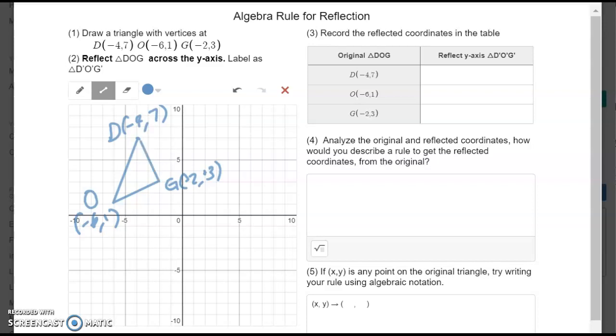Okay, alright, then from here I am supposed to reflect across the y-axis, so I'm going to get a different color. Okay, the y-axis is this line. So this is the y-axis. That means to reflect, I am going to come up with how far away each of these points is from the line of reflection. So G prime will be 2 units to the left, so 2 units from the reflection.